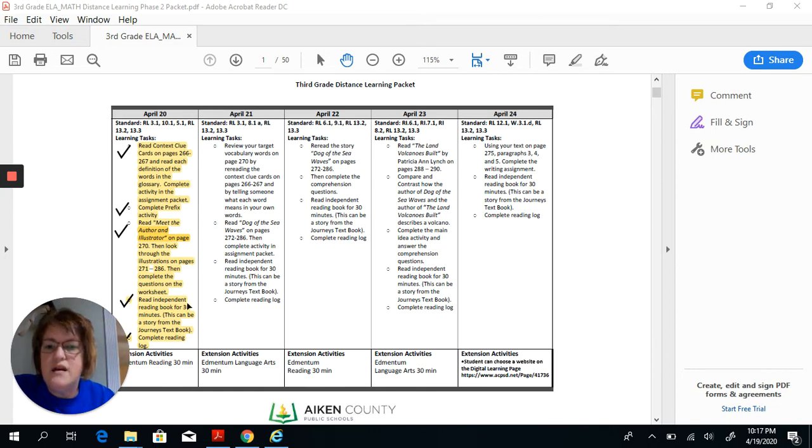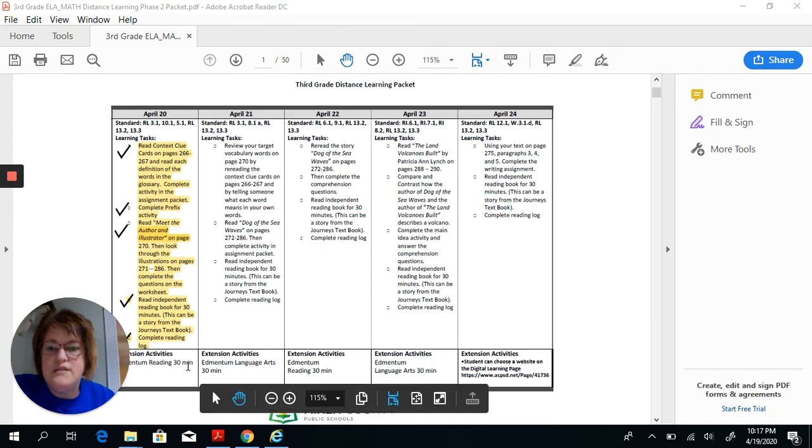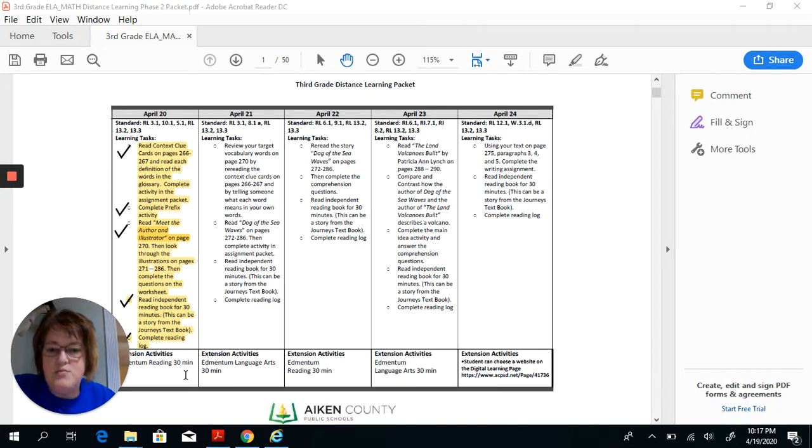After that, like you do each day, you will read independently for 30 minutes. And of course, this can be a story from your Journeys textbook or another book that you have at home. And then last but not least, complete your reading log. If you have access to Admentum, then you need to complete 30 minutes of your reading learning path as well.